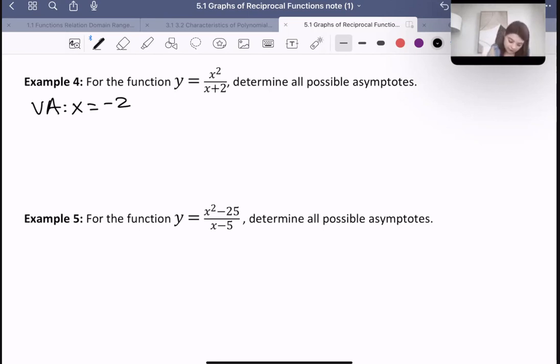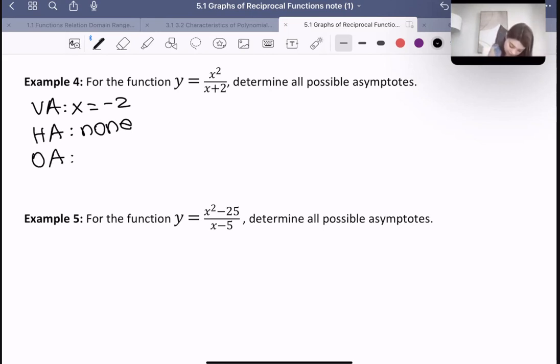And what about for a horizontal asymptote? Are there any? Well, in this case, the degree of the numerator is greater than the degree of the denominator, and so there are no horizontal asymptotes. Now, since there's no horizontal asymptote, there might be an oblique asymptote.